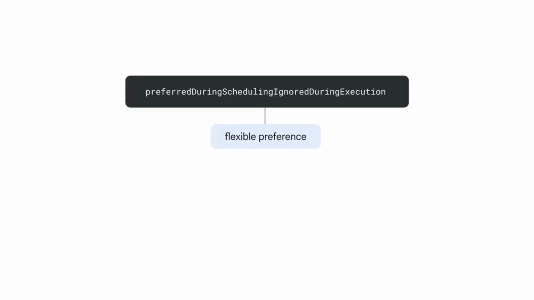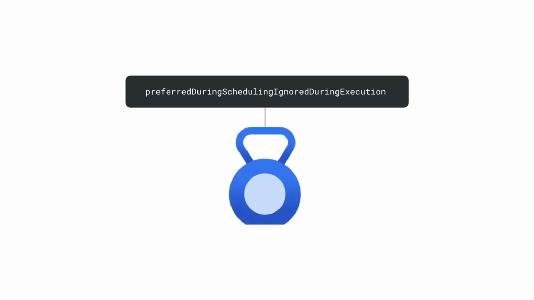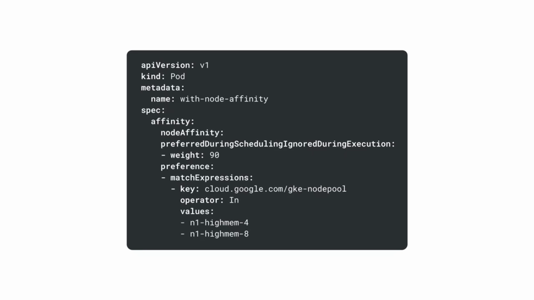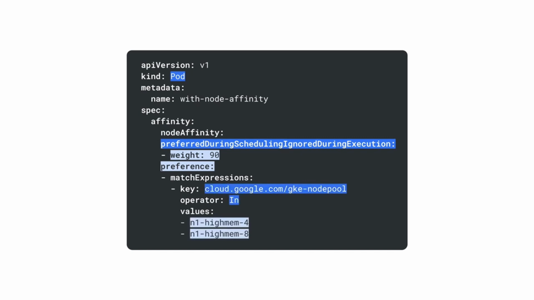Let's explore another example, this time one that indicates a flexible preference. You might recall that you can set a weight for a preference, so if the weight has been set to 90, it signals a strong preference. After the scheduler evaluates each available node, it will assign the pod to the node that earns the highest overall score, and it will take this preference and its weight into account. The node affinity rules in this example are set to express a strong preference for nodes that are in the N1 high mem 4 or N1 high mem 8 node pools.